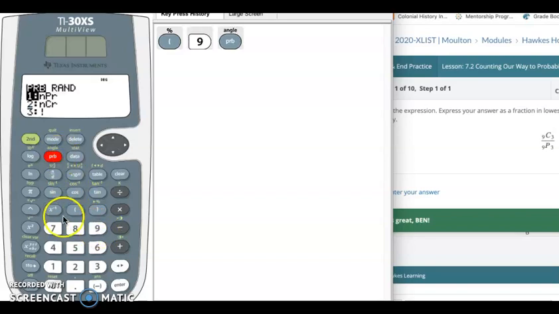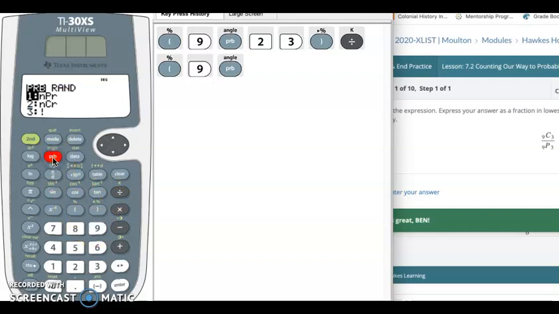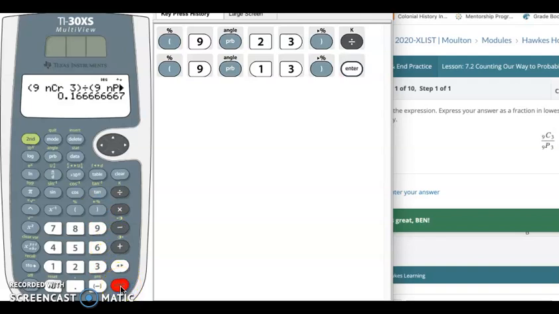So let me start with parentheses. 9 choose 3 and close that parentheses. And now I'll divide by, and let me go in parentheses again, 9 and go with this probability button here. And this time it's a permutation, so I'll type in the 1 there. And I'm choosing 3 again. Close my parentheses, and voila, I've got a decimal.